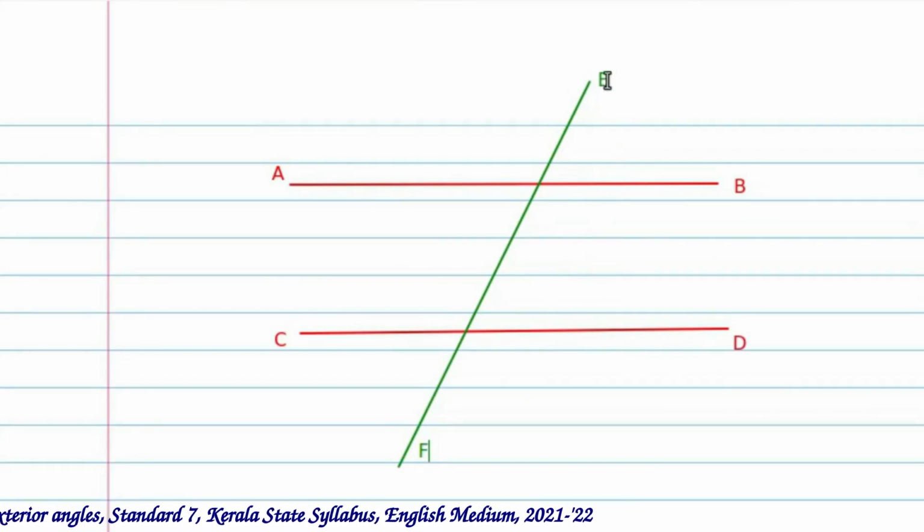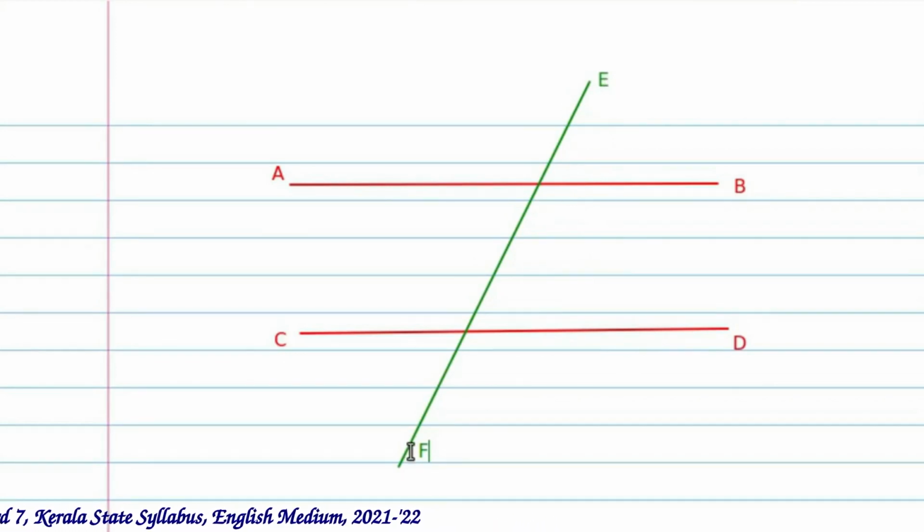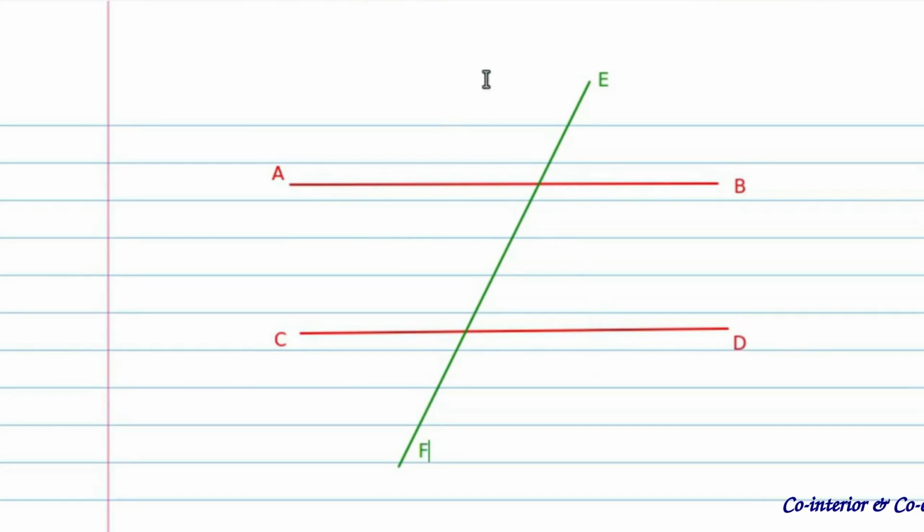And this line EF, or FE, is a transversal. This line intersects these two parallel lines. So when a line intersects, cuts or crosses two other parallel lines, 8 angles are formed. That's what I'm telling you. Listen very carefully. This is number 1.